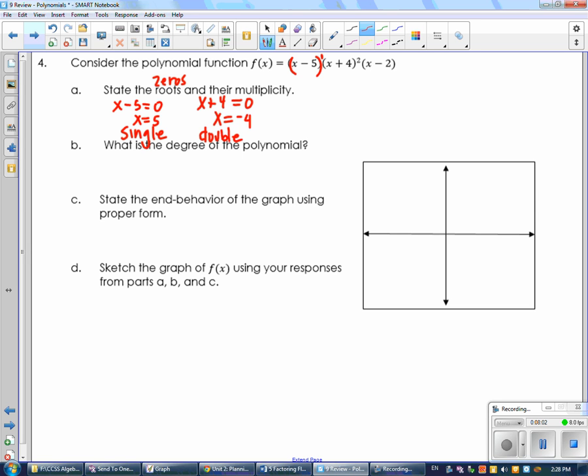And the last one, x minus 2, when I set that equal to 0, I find that x is 2, and again, the exponent is 1, and I know that because I don't see it. That tells me it's a single root. So if I want to know the degree of the polynomial, the degree, and I spelled single wrong, I'm not sure how I managed to do that.